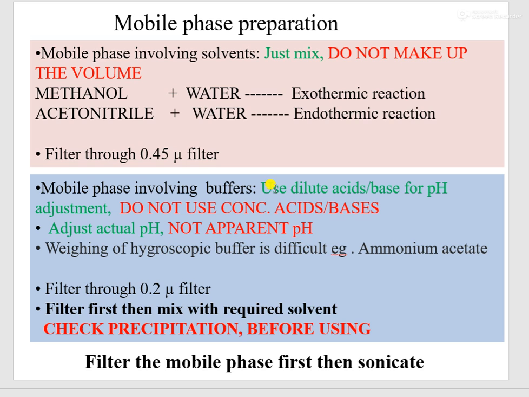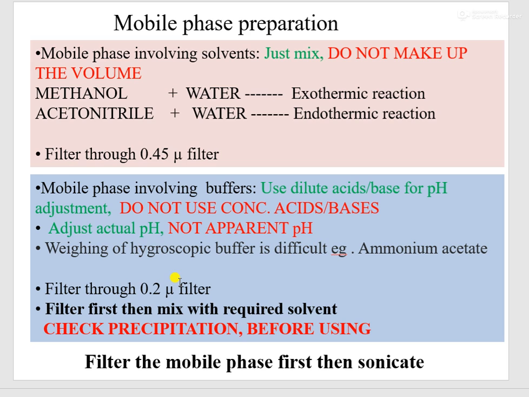And for buffer, for adjustment of pH, use dilute acid and base. Do not use concentrated acid or base for pH adjustment, because small variation in the volume of acid and base added will significantly change the pH. Always you have to go for actual pH, not apparent pH of the mobile phase. Actual pH means first you have to prepare a buffer, adjust the pH, and then mix the buffer with the appropriate organic solvent. Don't mix buffer with organic solvent and then adjust the pH, that is known as apparent pH. So apparent pH is not the correct way to adjust. You have to always adjust actual pH.